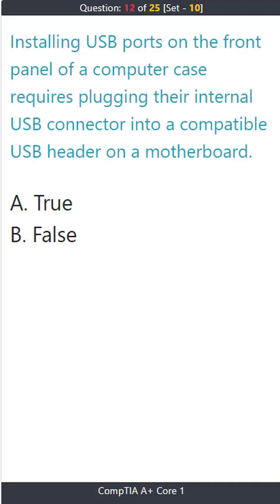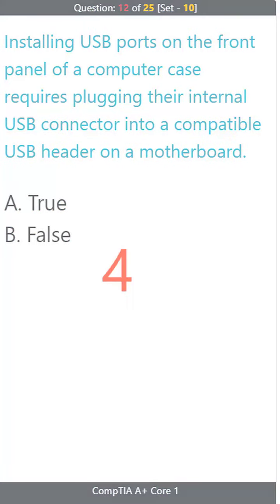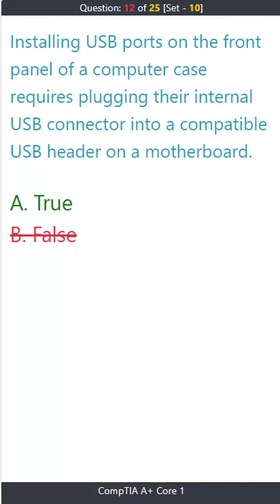Question 12. Installing USB ports on the front panel of a computer case requires plugging their internal USB connector into a compatible USB header on a motherboard. A. True. B. False. The correct answer is A. True.